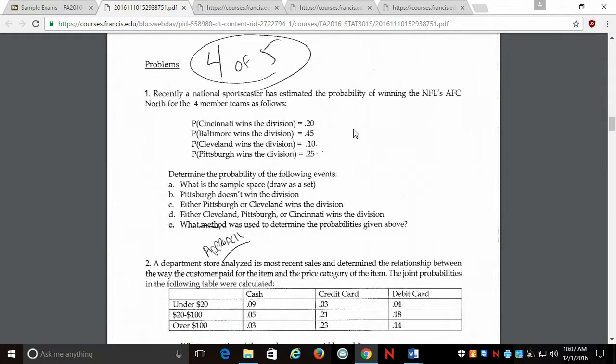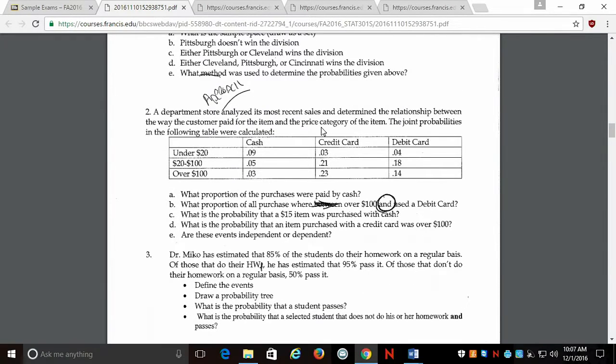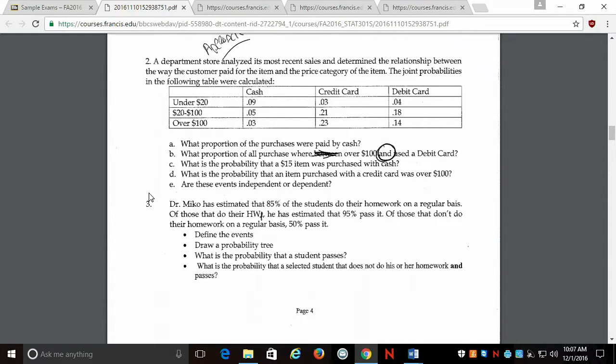All right, and then of these, you're going to get a number 2 like one, or a number 3 like one. Number 2 is a joint probability table, and number 3 is a probability tree. So you're going to do either a 2 or a 3 for the exam.